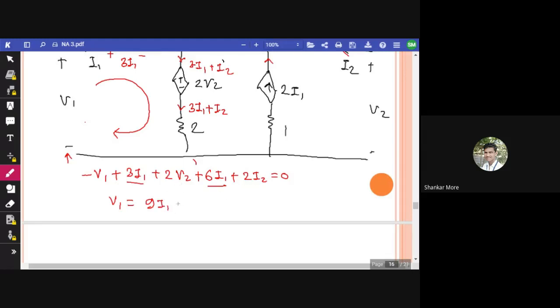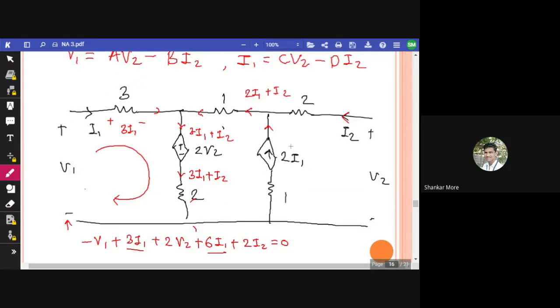Then we have 2I2 plus we have 2V2. Actually, V2 is not needed here, but it is here, so let it be. No issues with it. Okay. Now we'll apply KVL on the output side. How do we apply KVL on the output side?